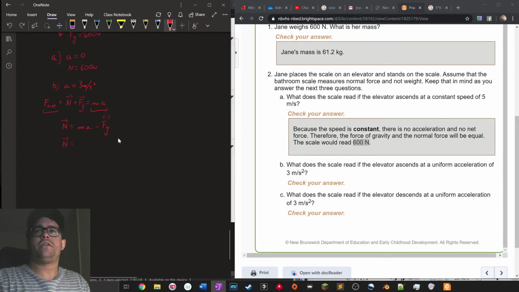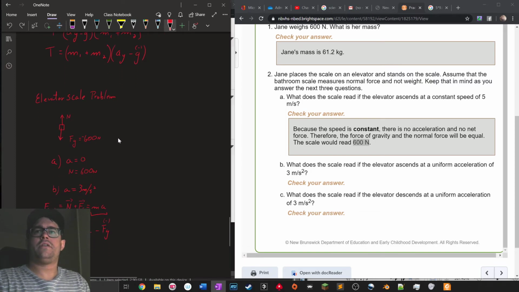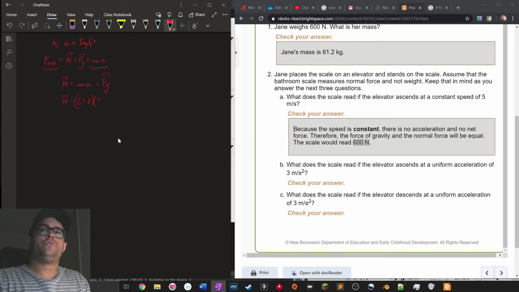Okay, what's her mass? We found her mass earlier, 61.2. So we'll write m equals 61.2 kilograms. 61.2 times the acceleration of 3. Again, mass is positive, acceleration is positive, minus mg. G is the minus here. We never put the minus like this. This is my reminder for you. Okay.